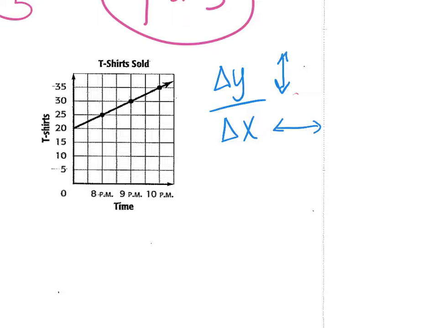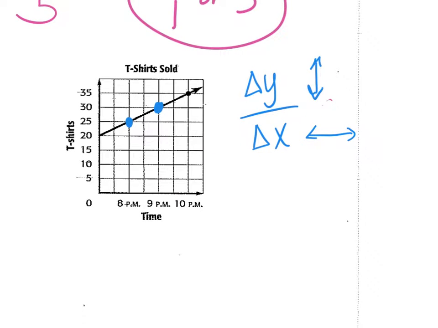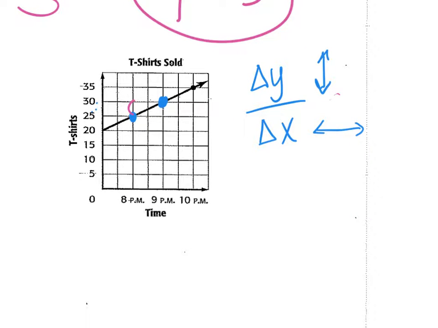So to do that, they gave me 2 points on this line. And I'm going to find the change in those 2 points. So it went from 25 to 30. Goes up 5 each time. So it went up 5. So my change in y, my rise, is 5.